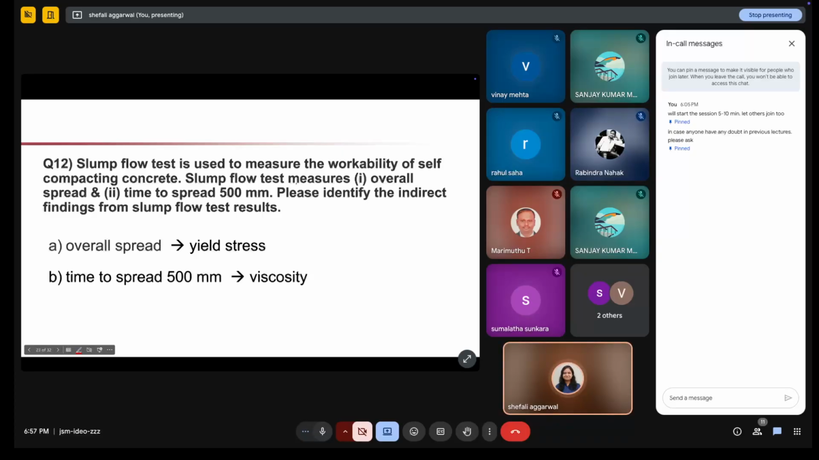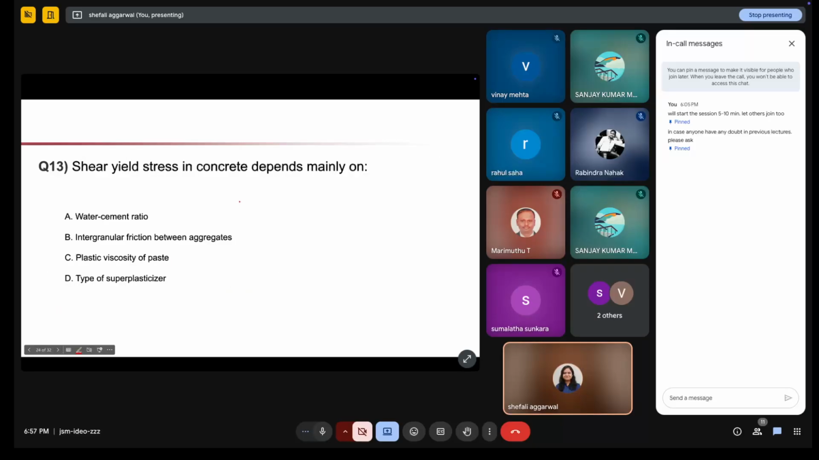So as we know the definition of yield stress and viscosity, if we are talking about resistance to flow, that will give us viscosity. If we talk about spread value, that will give us the yield stress value. Okay. Shear yield stress in concrete depends mainly on water cement ratio, intergranular friction between aggregates, plastic viscosity of paste, or type of superplasticizer. Correct. So our main factor which affects our yield stress as well as viscosity is intergranular friction between aggregates.